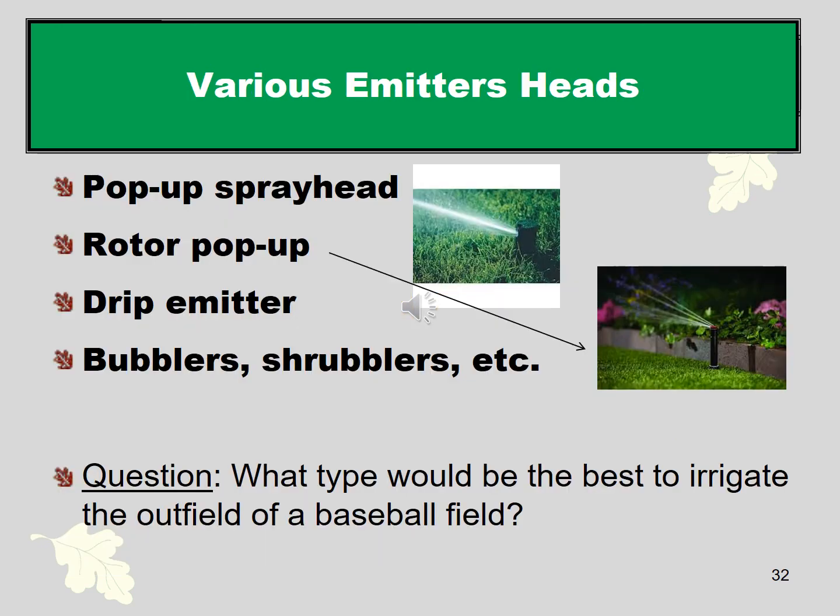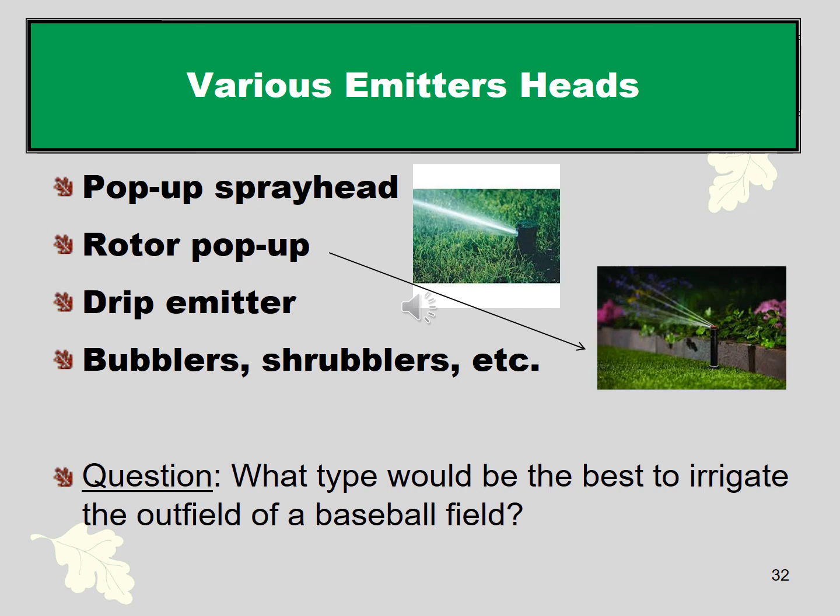So here we've got a range of types of emitters that can be chosen from: the non-drip, like the pop-up spray heads, the pop-up rotors, and drip systems like bubblers, shrubblers, etc., and the other ones we've talked about. Here's a question for you. What type would be the best to irrigate the outfield of a baseball field?